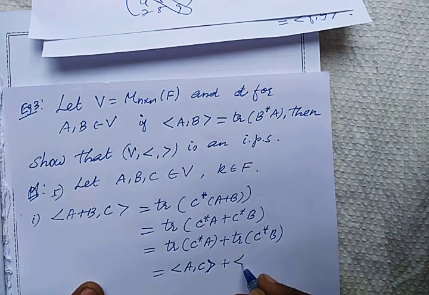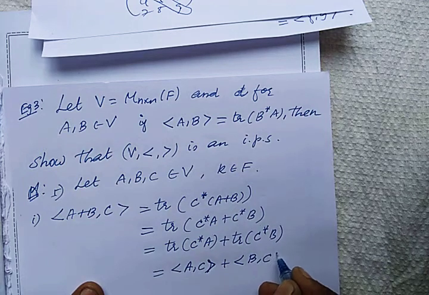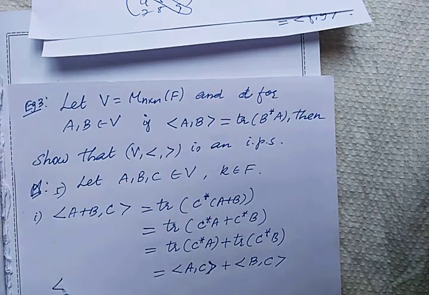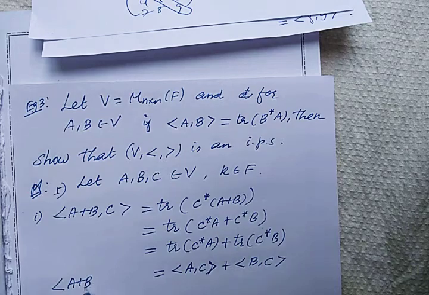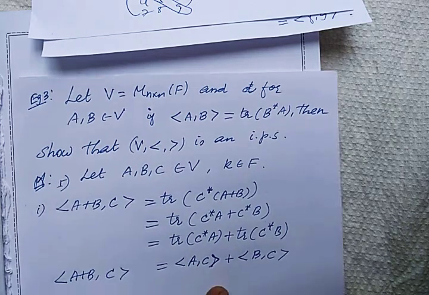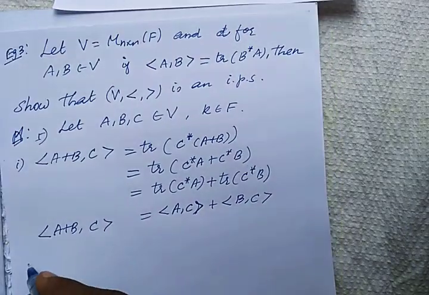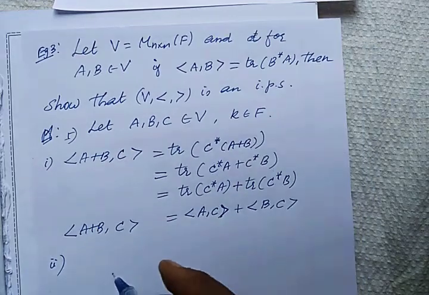This is the inner product of B comma C. So we have proved the first condition. What is the second condition?